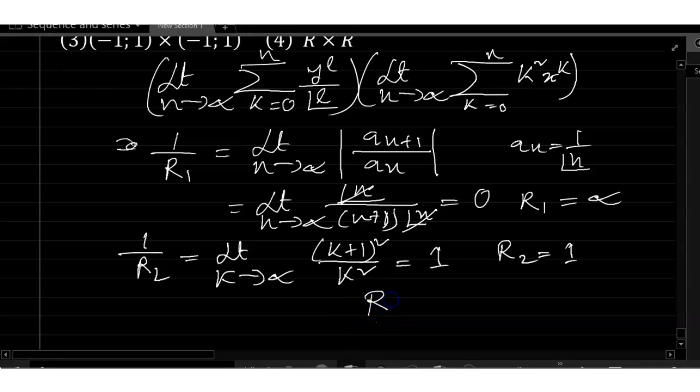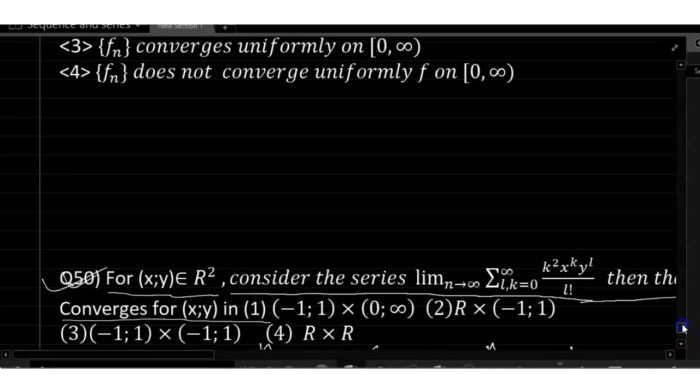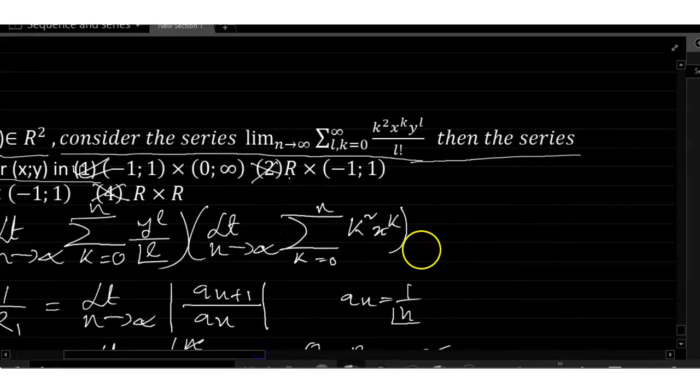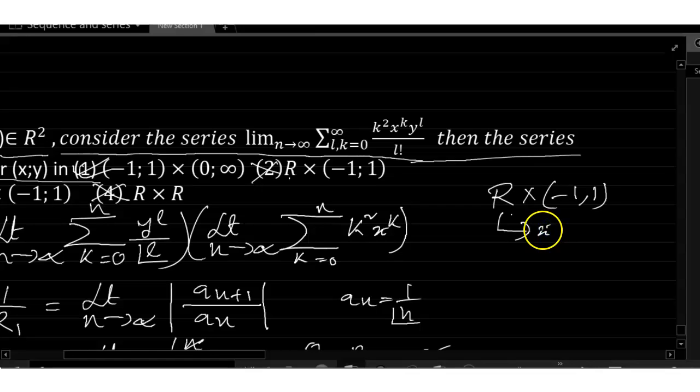The answer is R cross (-1, 1). This option is correct. So I can tell this option is correct, (-1, 1). R cross (-1, 1), R cross R, this is not correct. R cross (-1, 1) is correct. And after that this portion is not correct because R cross (-1, 1): R belongs to x, R is for y, and this is for x.